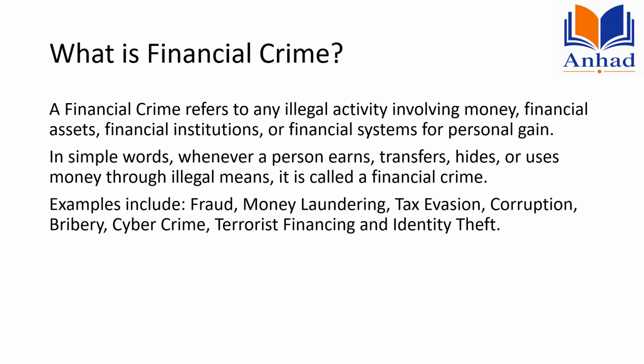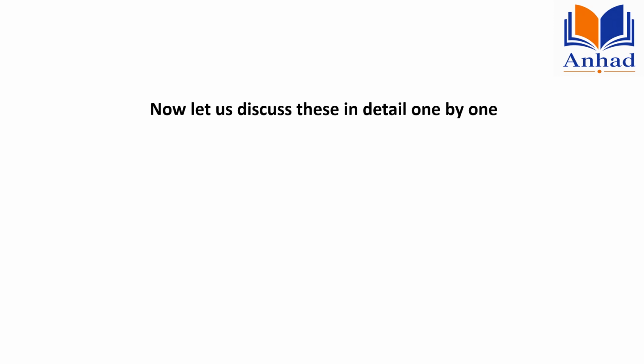A financial crime refers to any illegal activity involving money, financial assets, financial institutions, or financial systems for personal gain. In simple words, whenever a person earns, transfers, hides, or uses money through illegal means, it is called a financial crime. Examples include fraud, money laundering, tax evasion, corruption, bribery, cybercrime, terrorist financing, and identity theft. Now let us discuss these in detail one by one.